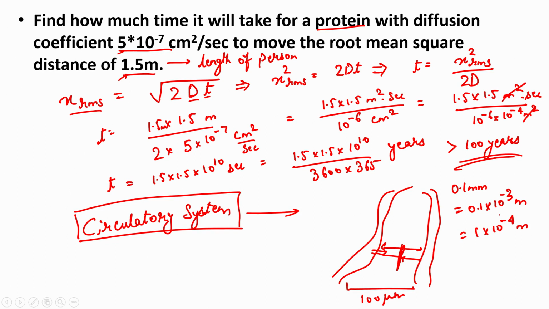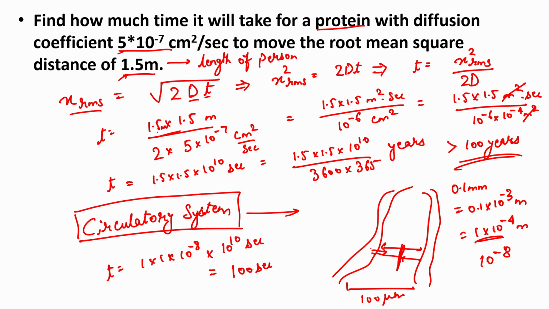Now if I square this, which is being done here, you will find that this is going to become 10 to the power minus 8 in the numerator. If I substitute here, we are talking about t equal to 1 multiplied by 10 to the power minus 8. So this is for 1 instead of 1.5 meter here, and then all the numerator will convert to 10 to the power 10 seconds, which is going to give us about 100 seconds.